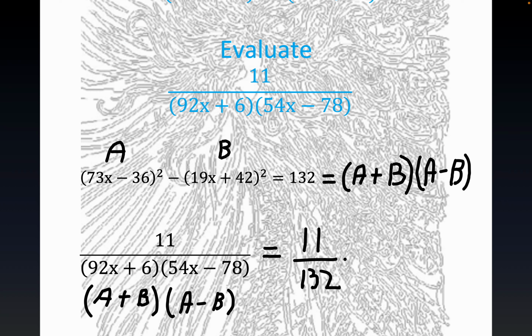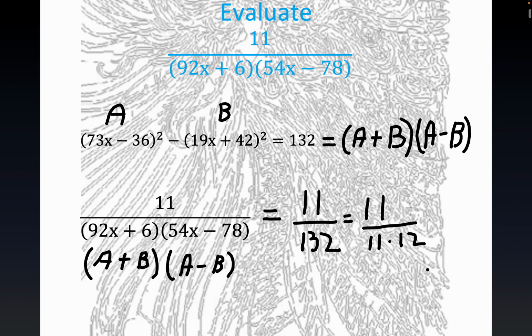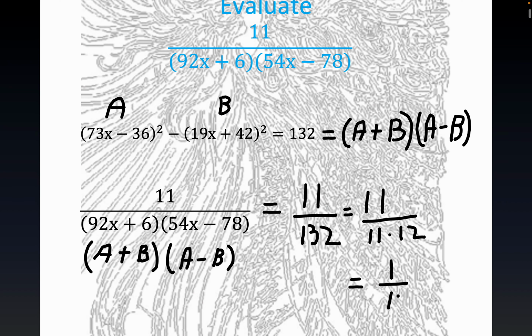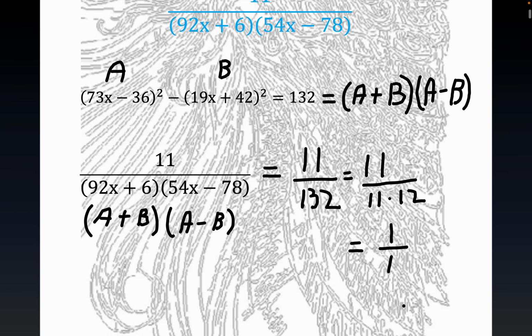But notice that this is equal to 11 over 11 times 12, right? 132 is 11 times 12. And so the 11s certainly cancel, and you get 1/12 as your final answer. To me, that's pretty amazing.